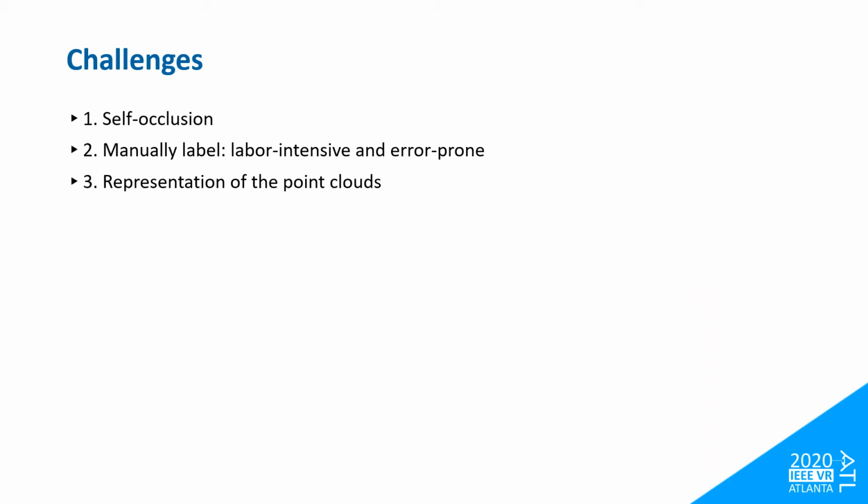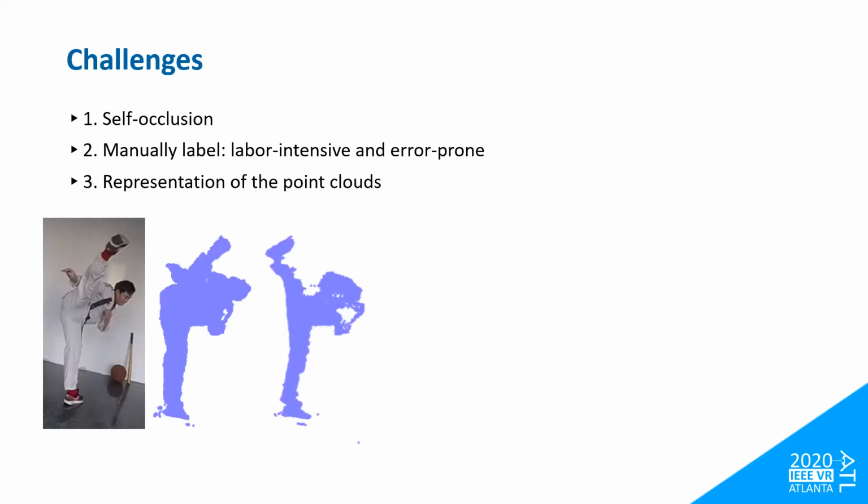However, there are 3 main challenges in the problem of estimating the human pose from depth images. The first one is the self-occlusion problem. As illustrated in this picture, there could be many occluded parts if you observe the subject only from one single viewpoint, and the missing body parts could make trouble in estimating the accurate human pose.